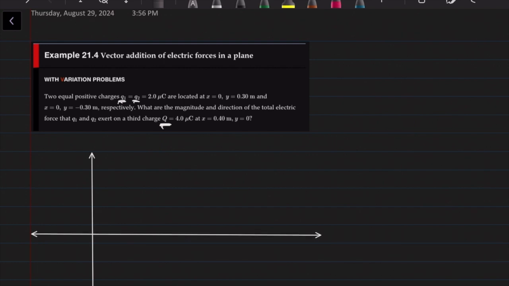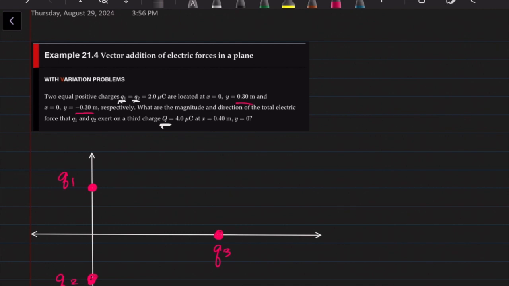Okay, so let's go ahead and draw our sketch as mentioned in the problem-solving strategy, right? Sketch the locations of the particles and label them. Set up an XY coordinate system if they don't all lie on the same line. So this one's Q1, right? Because he's up here at plus 0.3. Q2 is down here at minus 0.3. And then big Q, which I'm going to call Q3, is at x equals 0.4 meters, y equals 0.